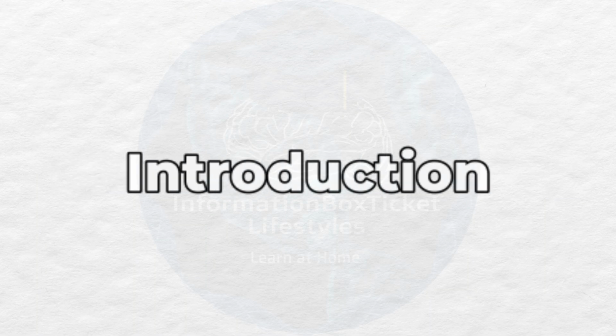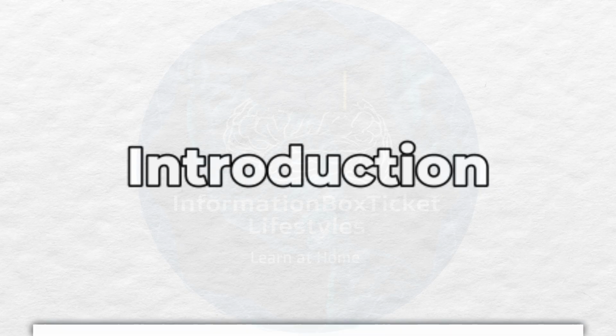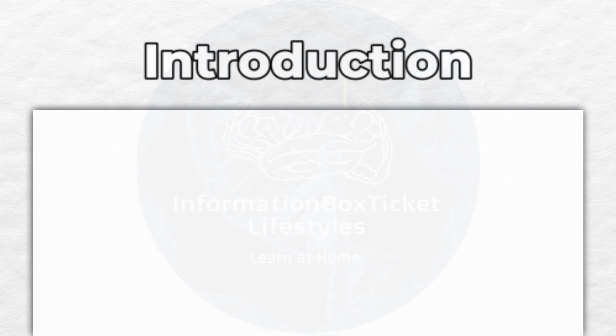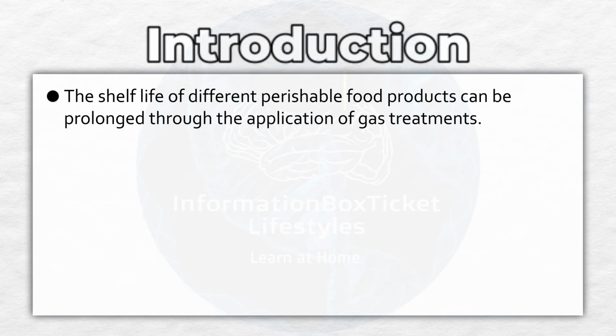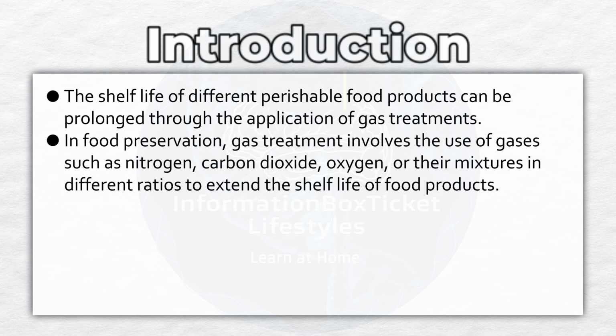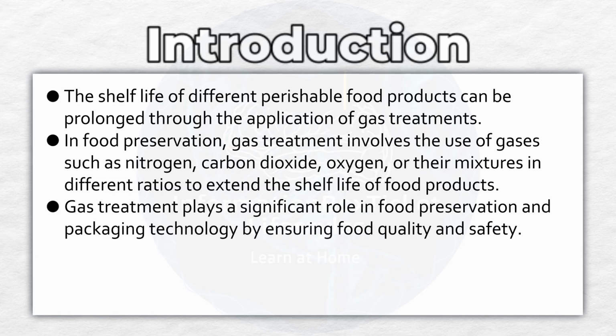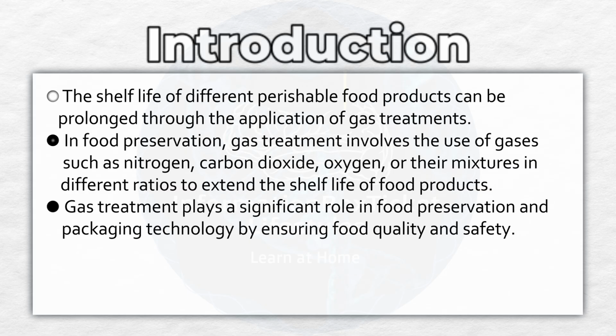Introduction to gas treatment as a food preservation technique. The shelf life of different perishable food products can be prolonged through the application of gas treatments. In food preservation, gas treatment involves the use of gases such as nitrogen, carbon dioxide, oxygen, or their mixtures in different ratios to extend the shelf life of food products. Gas treatment plays a significant role in food preservation and packaging technology by ensuring food quality and safety.